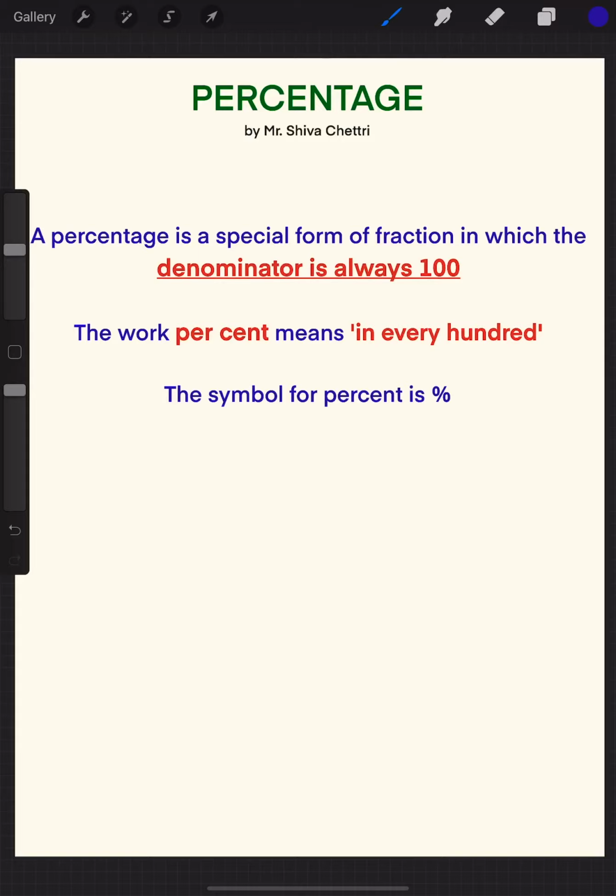Percentage is a special form of fractions in which the denominator is always 100. Whatever number you are writing, if it is expressed in terms of denominator 100, it is a percentage. Let us see what it looks like.